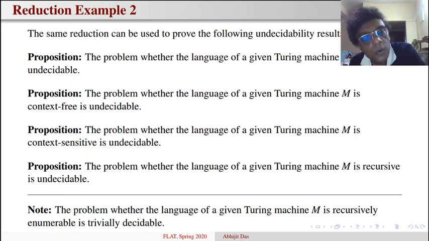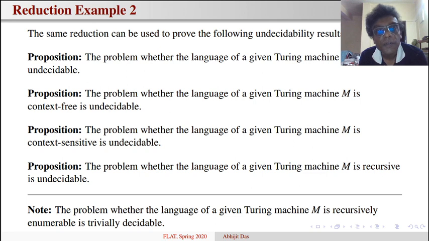Okay, so we will proceed with more results on reduction after a small break. So let us stop for a moment for now.